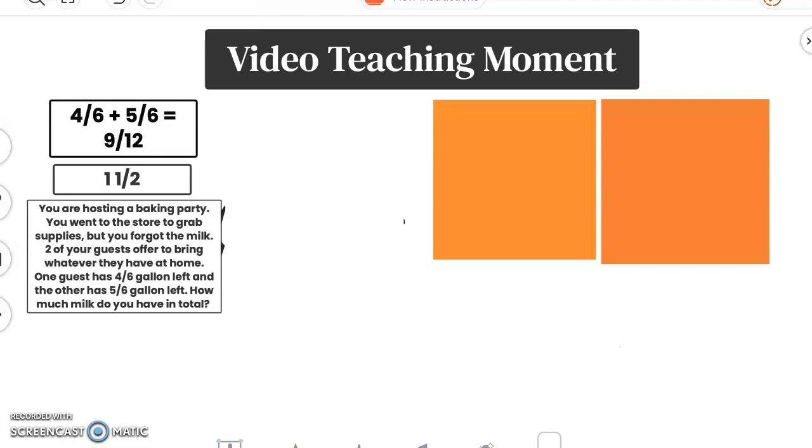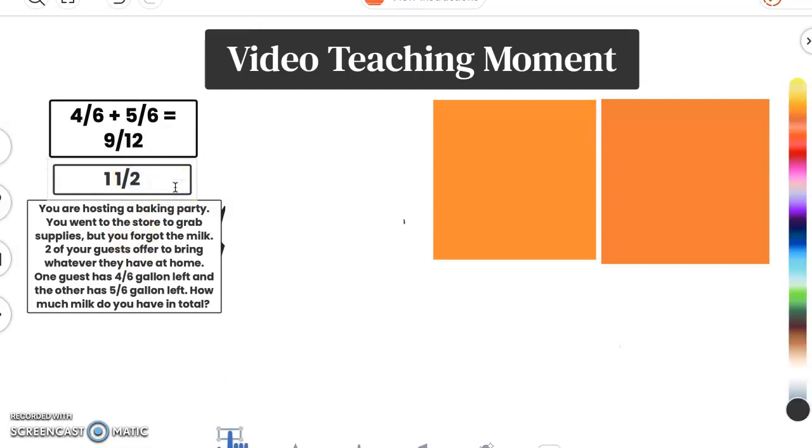The problem is 4/6 plus 5/6, and my student got 9/12. Their misconception is that they're thinking of these fractions as individual numbers, and they're just adding the numerators together and adding the denominators together and calling it good. So they're thinking of 5/6 as 5 and 6. I got the correct answer, and it's below that, and it's actually 1 1/2.